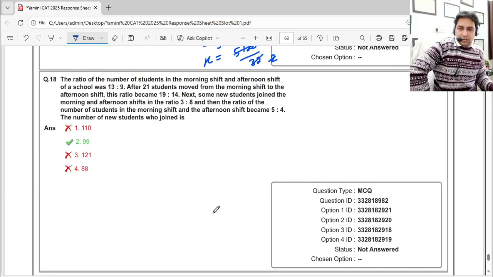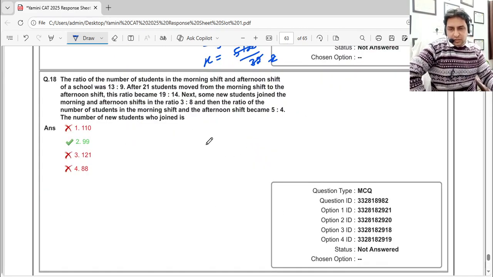Look at the next one, ratio of number of schools. This is also a question of ratio and proportion. So ratios are coming into it. Let's try this also. This is also arithmetic.